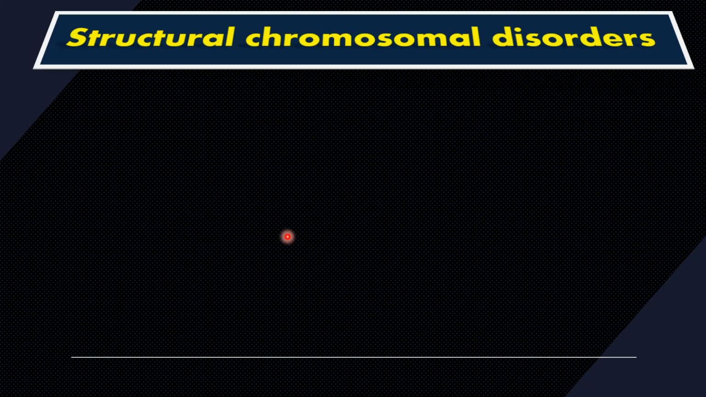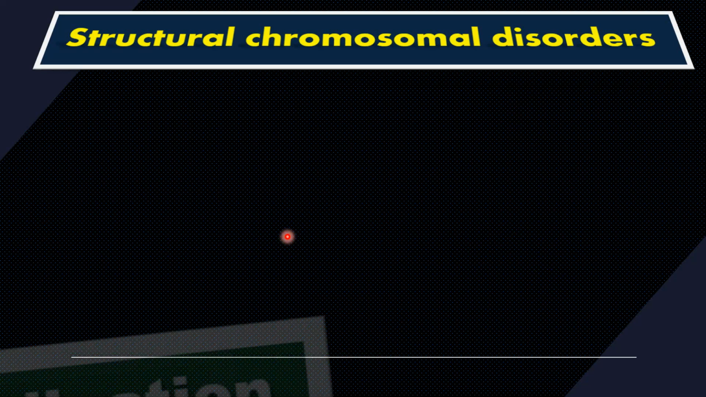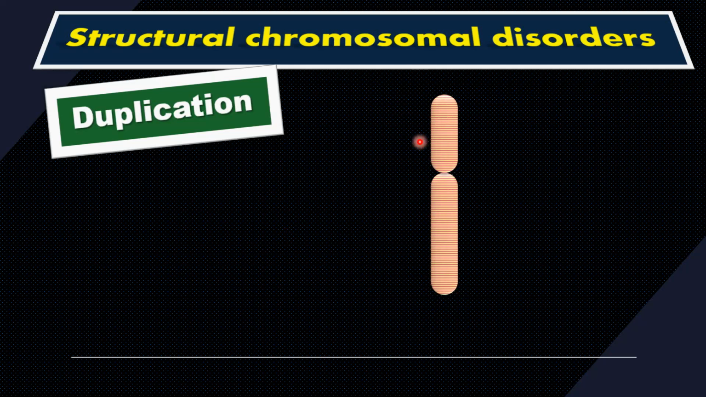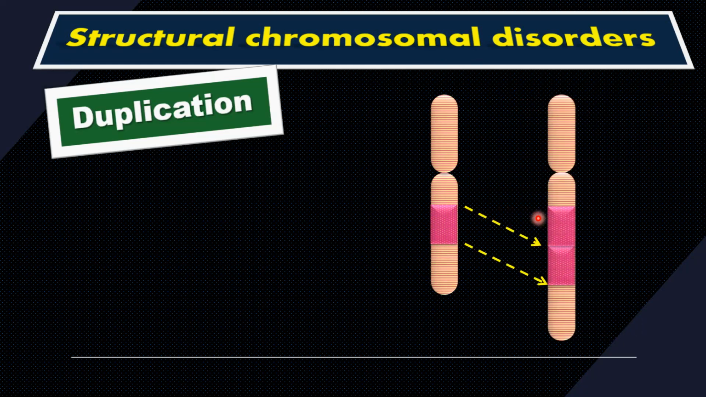The next example of structural chromosomal disorders is duplication. Here you can see a normal chromosome. This is the P arm, this is the Q arm, this is the centromere. Now let us focus on this region. Suppose this region is duplicated, what would happen? The length of the long arm increased, and whatever genes are present in this region are duplicated. So this is called duplication.